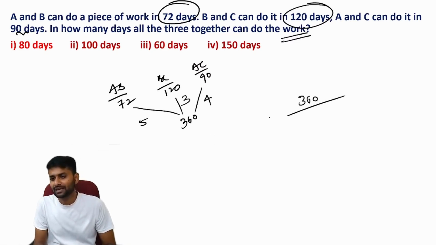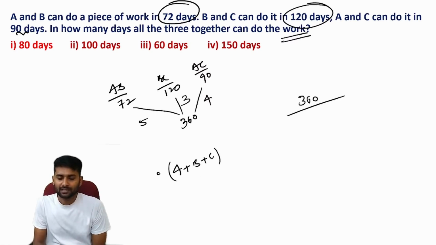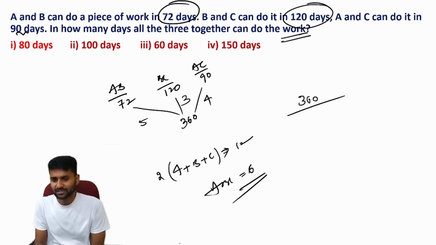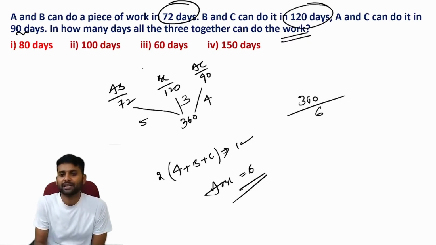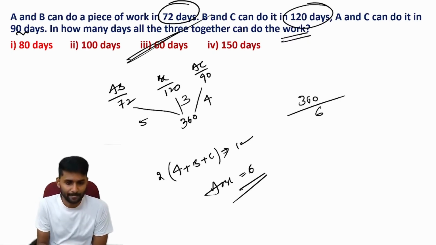Now this work we are assigning all these three people together. Guys, here the efficiency of all these three people, 2 times A plus B plus C is exactly equal to 12 units. Now ABC efficiency is 6 units. Now all together they will complete 6 units per day. Here the target we have to finish is 360 units. It takes exactly 60 days.